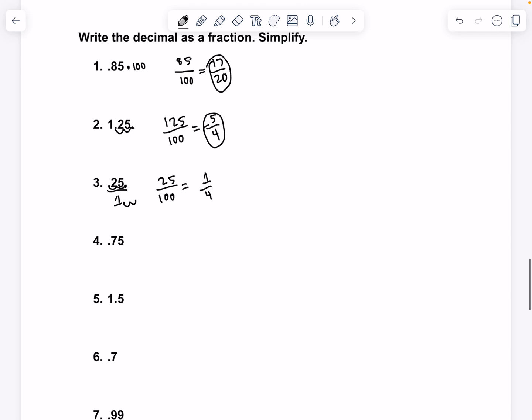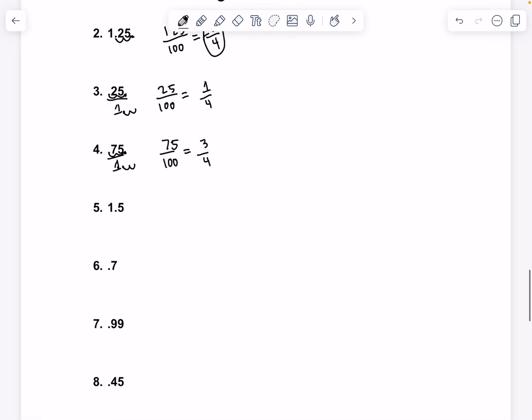So 0.75 over 1. We move the decimal place twice, and we do the same for 1. That goes 75 over 100, and we can divide both numbers by 25. So that goes 3 over 4. Next, 1.5 over 1. We move the decimal place twice, so that gives us 150. We do the same, and that gives us 100. We can divide both numbers by 50. That gives us 3 over 2. That's our simplified fraction.